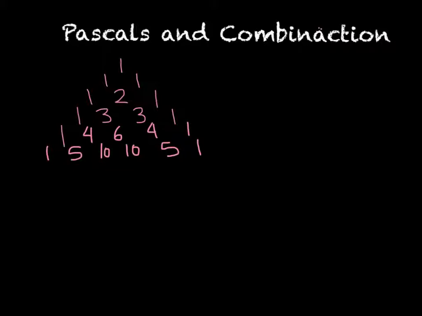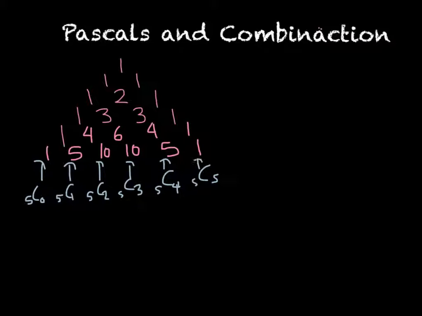If we look at Pascal's triangle, we can see that there is a relationship between that and combinations. So for example, in our fifth row here, we can say that 1 is equal to 5 choose 0, 5 is equal to 5 choose 1, 10 is 5 choose 2, and 5 choose 3, 5 choose 4, 5 choose 5.